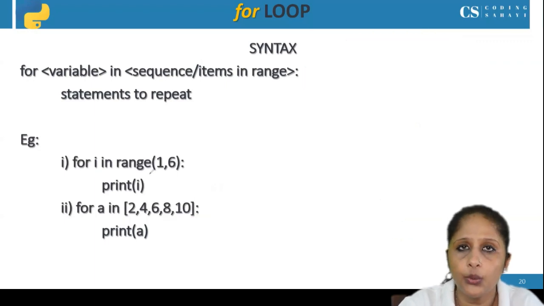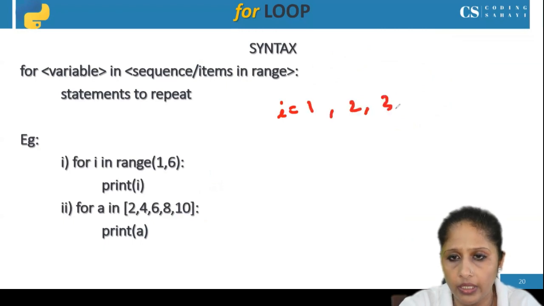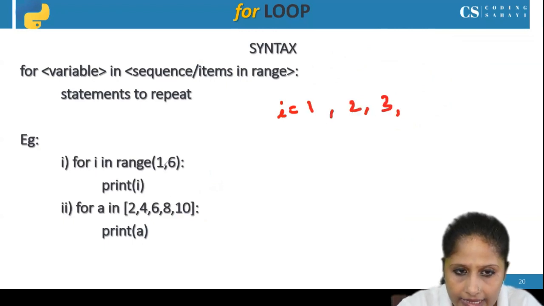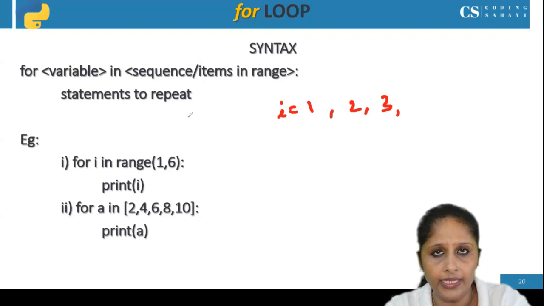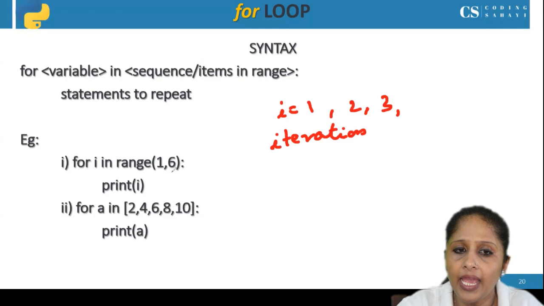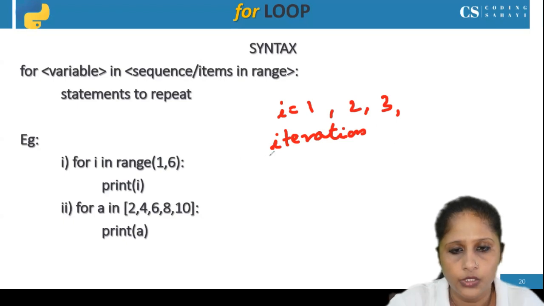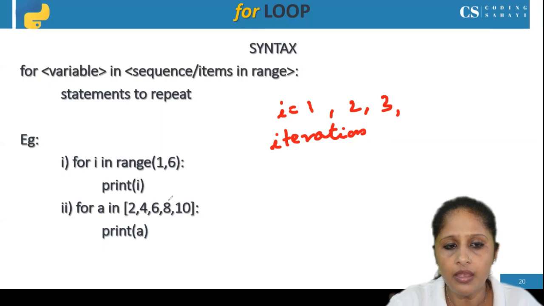See, when we executed the loops, we know every time I gets a value. In the first case, I gets the value 1, then 2, 3. So every time it is executing here, then printing here, going back, then printing. Each time it is repeating. So each repetition is known as an iteration. When I gets the value 1, then it prints that I. So that is our first iteration. Each step in a loop is an iteration. So this is our for loop.